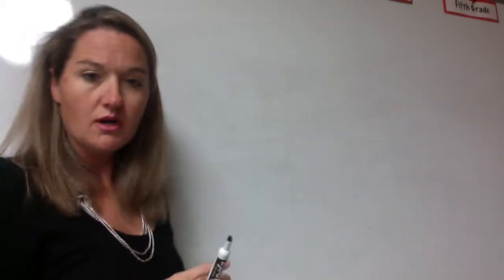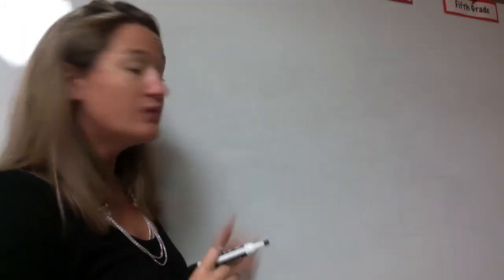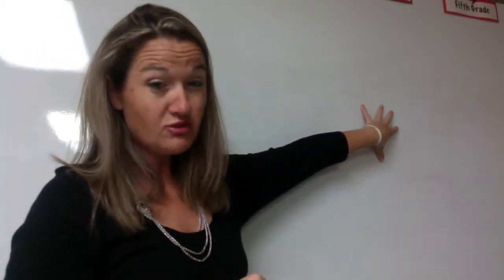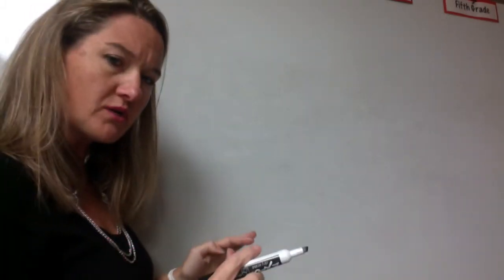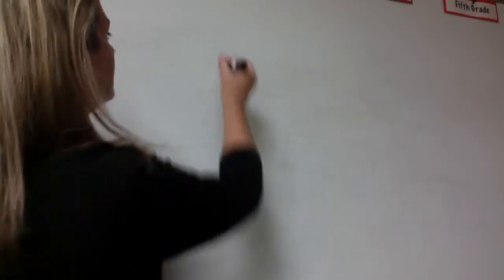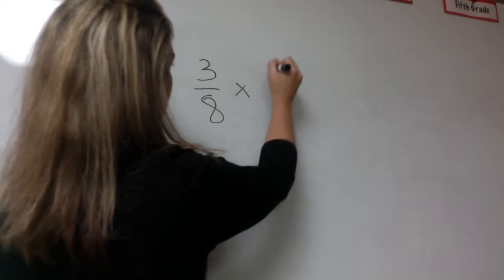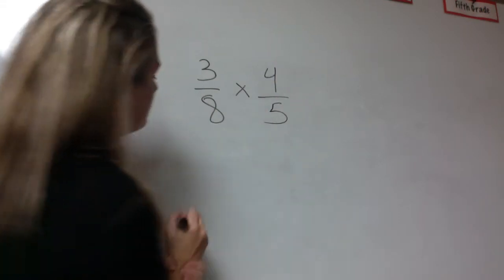Now, I want to show you a shortcut that you can take before you even multiply, because sometimes you get fairly large numbers, and then you're going to get a huge number once you multiply them, and you have a lot of simplifying to do at the end. This is a shortcut so you don't have to do so much simplification at the end. So let's do 3/8 times 4/5.